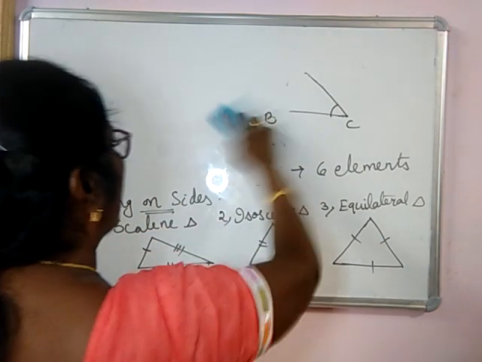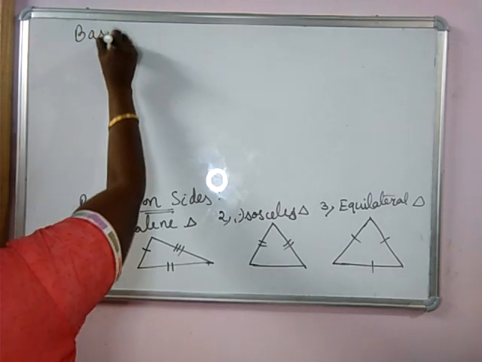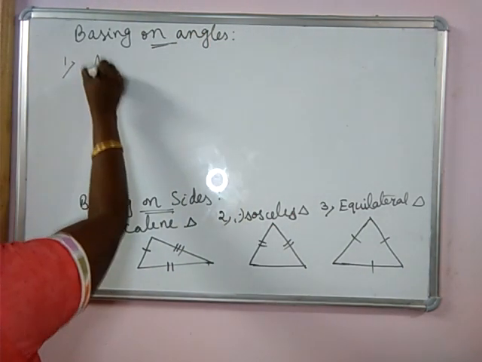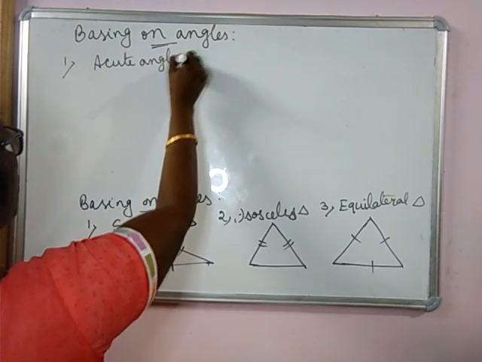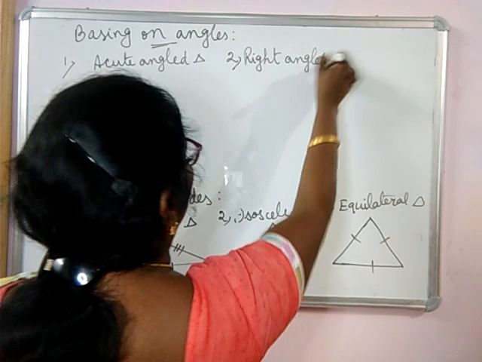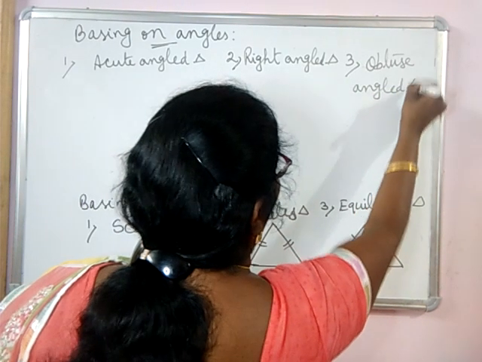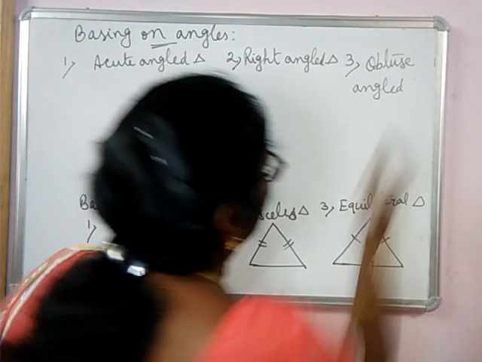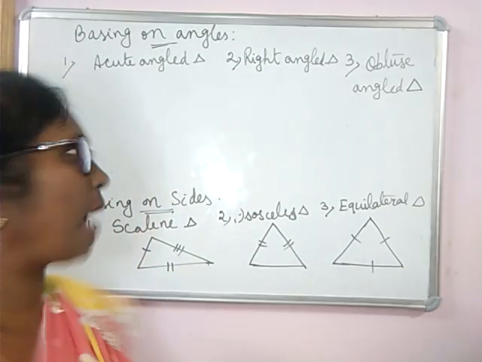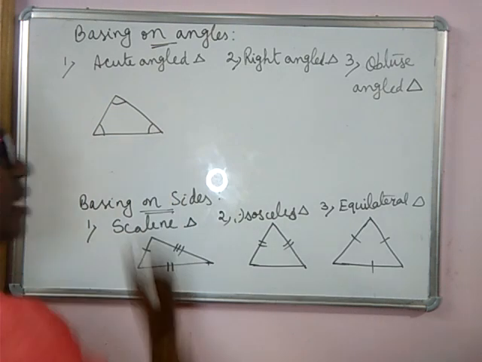Now, basing on the angles also, there are three types of triangles. Let me explain. Basing on angles, also there are three types of triangles. First one is acute angled triangle. Second one is right angled triangle. And the third one is obtuse angled triangle. There are three types of triangles according to angles also. Okay, what is an acute angled triangle? A triangle in which all the angles are acute. Acute angle means less than 90 degrees.